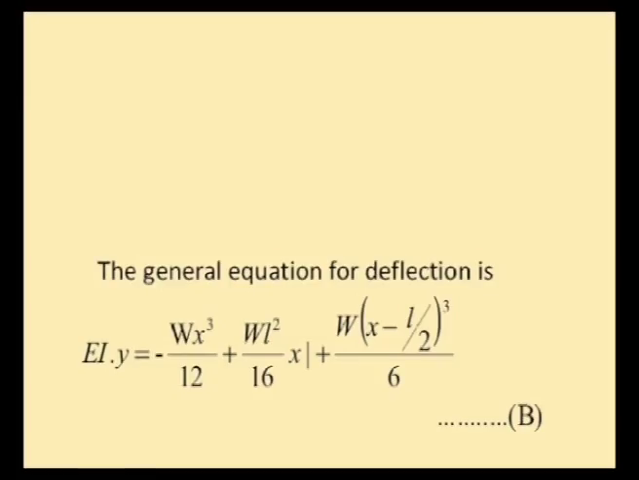In a similar way, we can obtain the general equation for deflection as E I y equals minus w x cubed by 12 plus w L squared by 16 into x up to the dotted line, plus w into (x minus L by 2) whole cube by 6. So, this equation is the general equation for deflection. If we are interested in obtaining deflection for any point in portion AC, we can use the general equation up to the dotted line, and if we have any point in portion CB, we can use the entire equation, removing the dotted line and substituting the appropriate value for x.